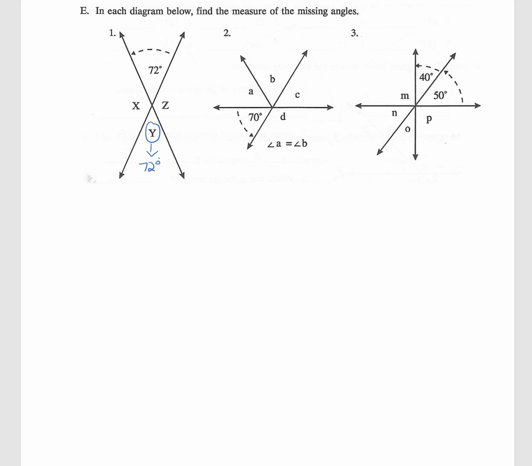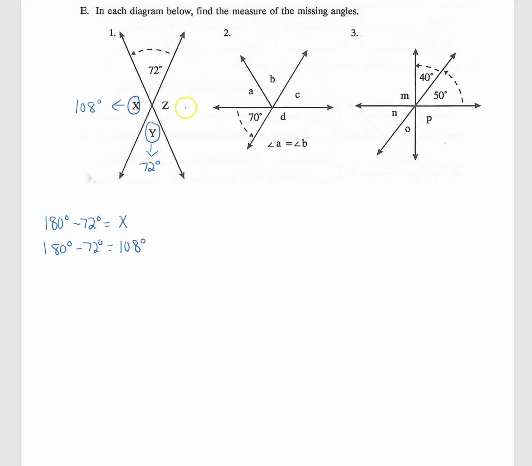And then to figure out these other ones, we can see that to make this straight line, 72 and x have to add up to 180 degrees because a straight line has an angle of 180 degrees. So we can say that 180 degrees minus 72 should equal our angle x. And 180 minus 72 equals 108 degrees. So x is 108 degrees.